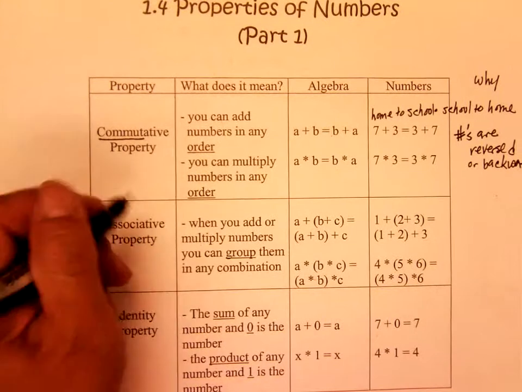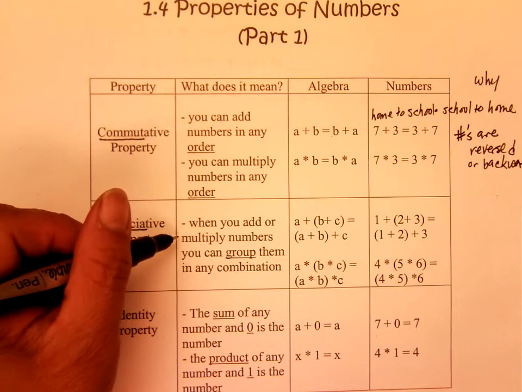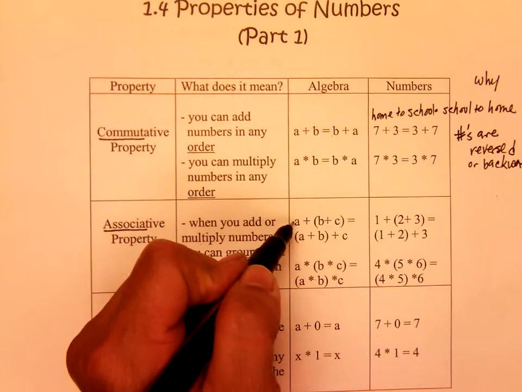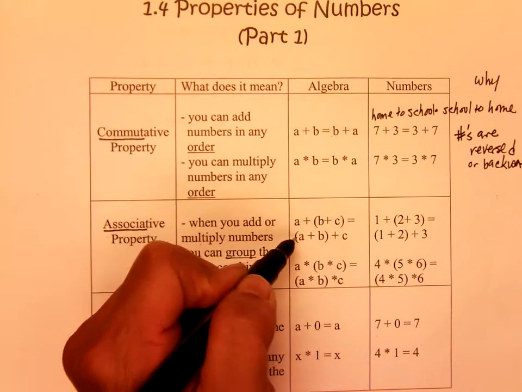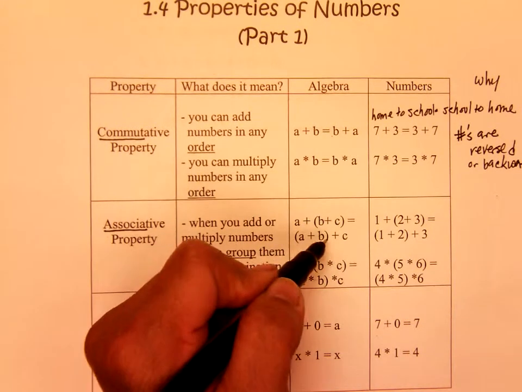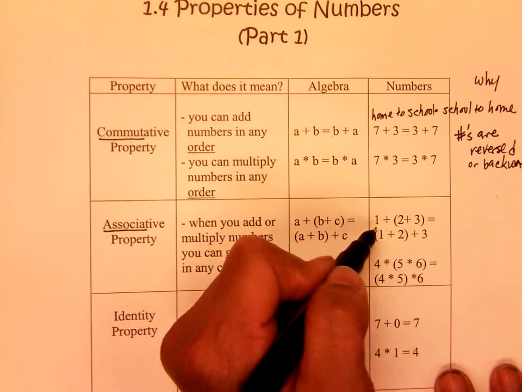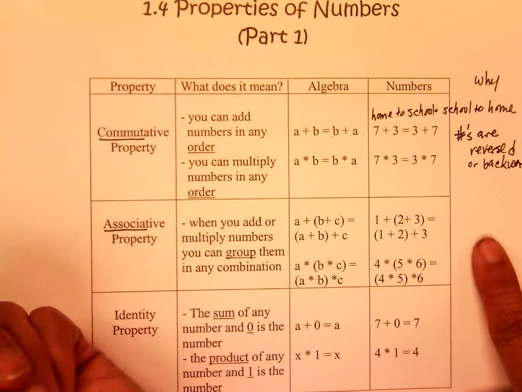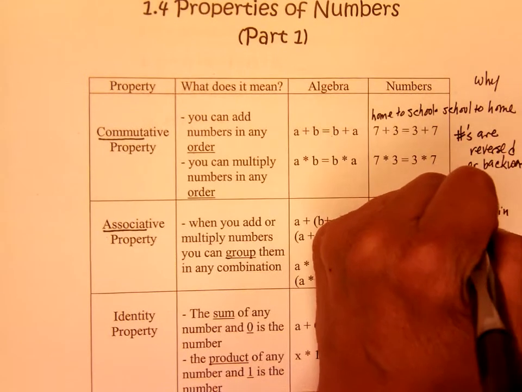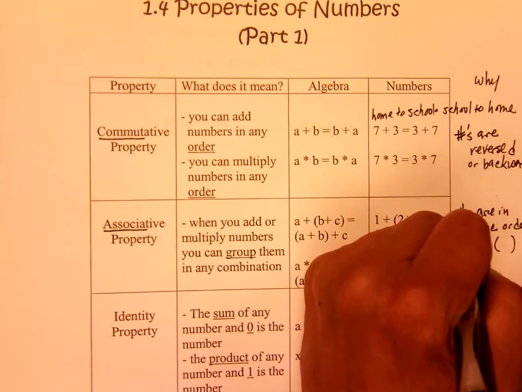Associative property. Associate. Think about who you are playing with or talking to. When you add or multiply numbers, you can group them in any combination. So associate is grouping them. So if you'll notice, a plus b plus c is equal to a plus b plus c, but the parentheses have moved. Here b plus c is in parentheses and a plus b is in parentheses. Looking here, 1 plus 2 plus 3, 1 plus 2 plus 3, but the parentheses have moved. So in associative property, you'll notice the numbers are in the same order, but parentheses moved.